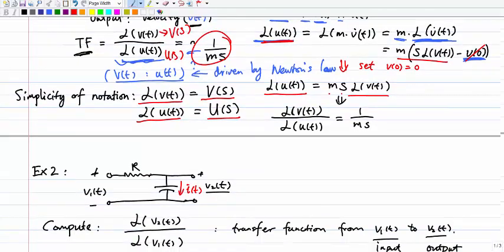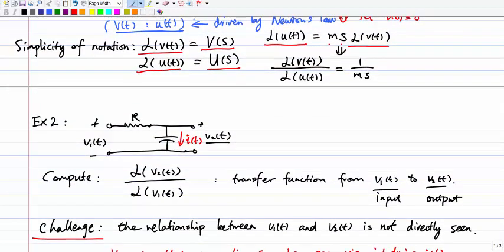All right, now the second example, which is a little bit more complicated. Let's say this is a circuit which has a resistor R and a capacitor C, where R and C are constants. So I have a resistor over here and a capacitor. The input is V1(t) and the output is V2(t). These are all voltages.